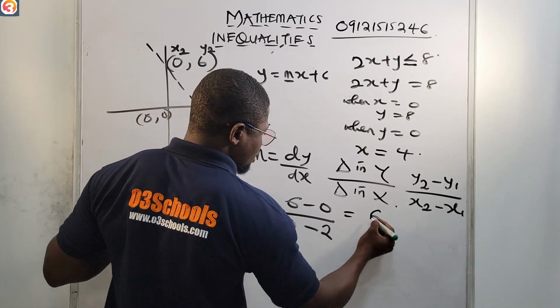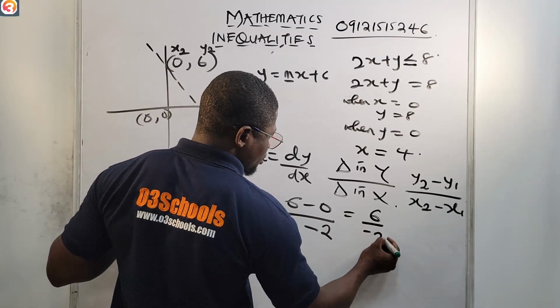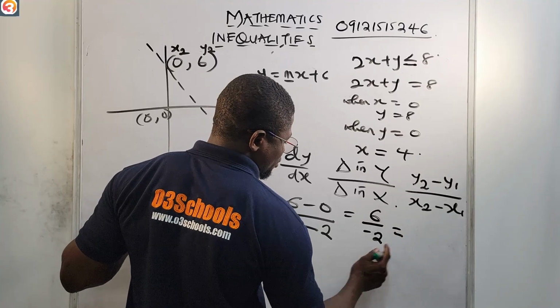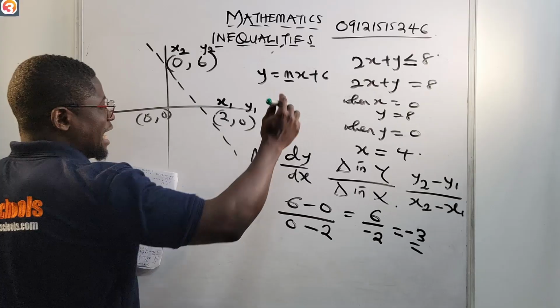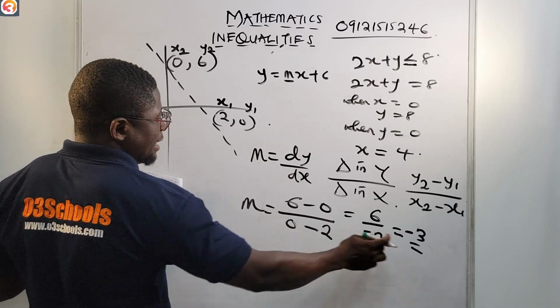Okay, so I'm going to have what now? 6 minus 0 is what? 6. 0 minus 2 is what? Minus 2. So I'm going to have 6 divided by minus 2, which is what? Minus 3. So we know our gradient now. This is our m, m is minus 3.